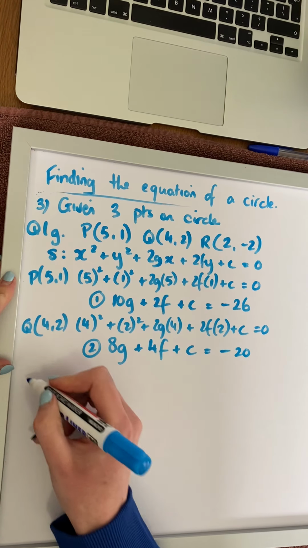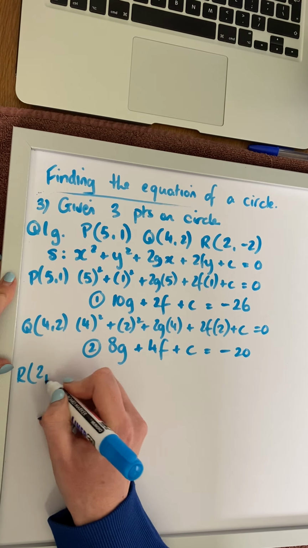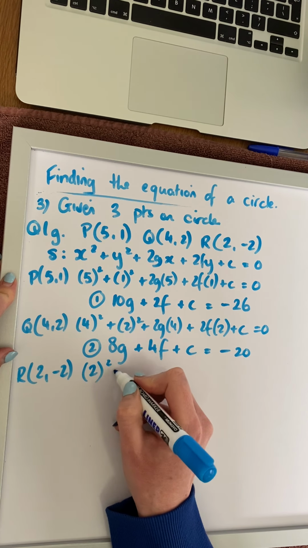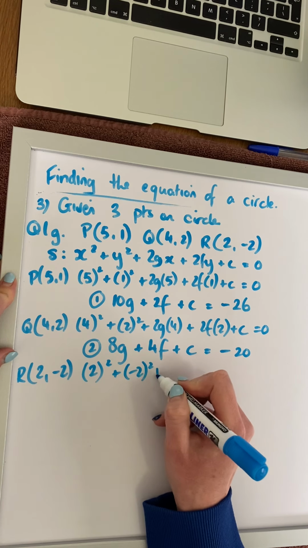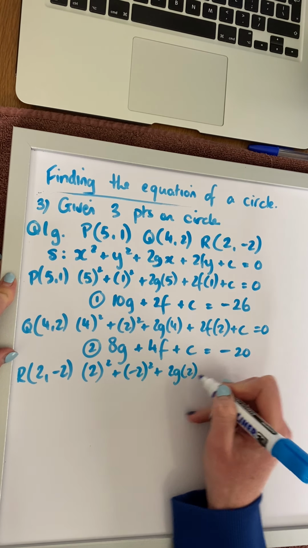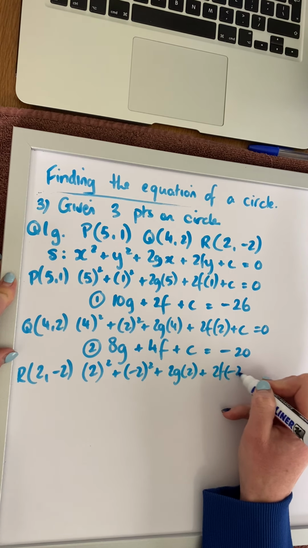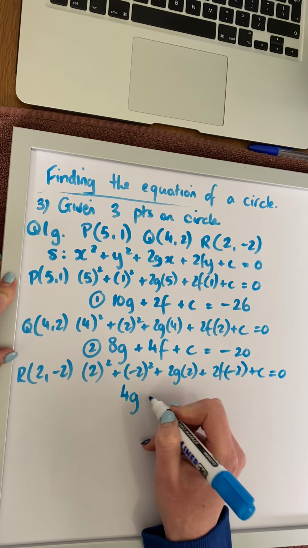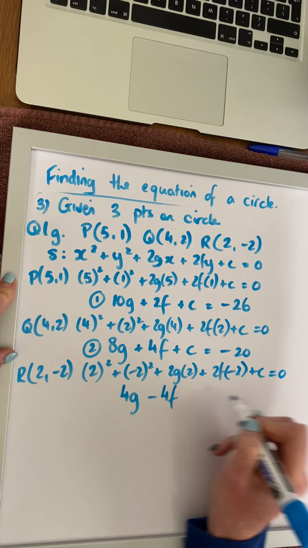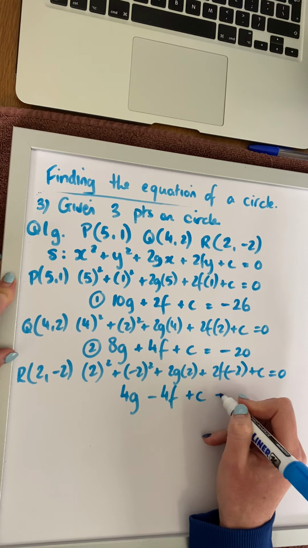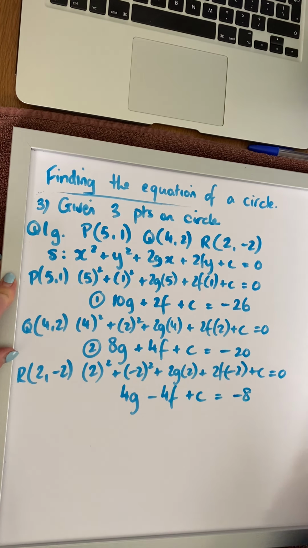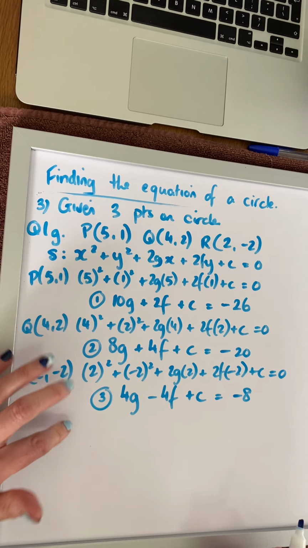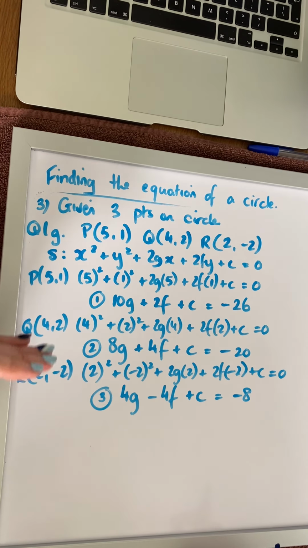And finally, point R, which is the point (2, -2), will give us 2 squared plus (-2) squared plus 2g times 2 plus 2f times (-2) plus c equals 0, giving us the equation 4g - 4f + c = -8. So here we now have our equations 1, 2, and 3 in terms of g, f, and c.